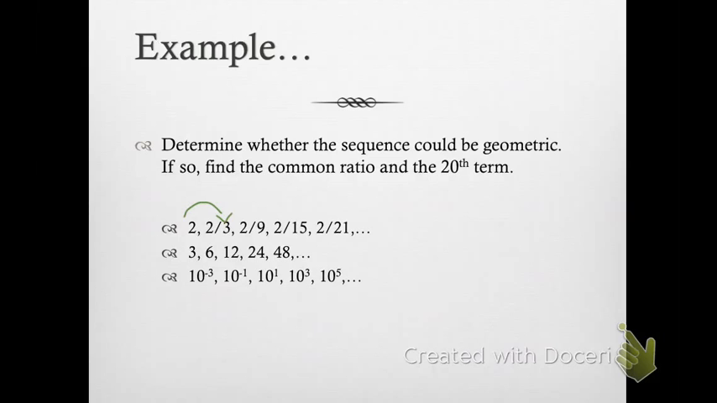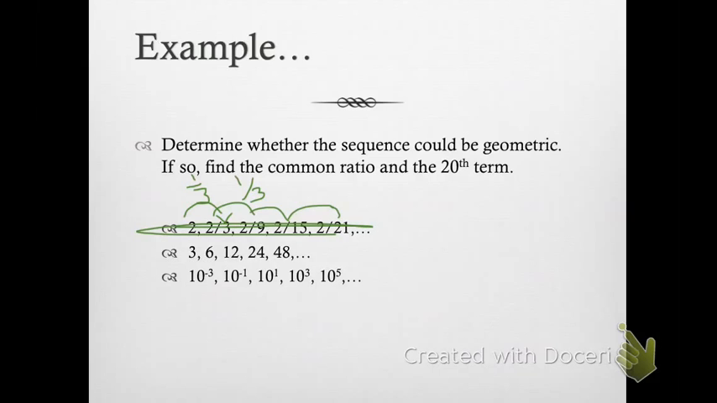So from the first to the second term, we're going to be multiplying by 1/3. That works from the second to the third. But from the third to the fourth, if I multiplied 1/3 by 1/3 again, I should have 2 over 27. Since I don't, and I don't have a common ratio here either, or one that's common with the ones that came before, this one is not geometric.